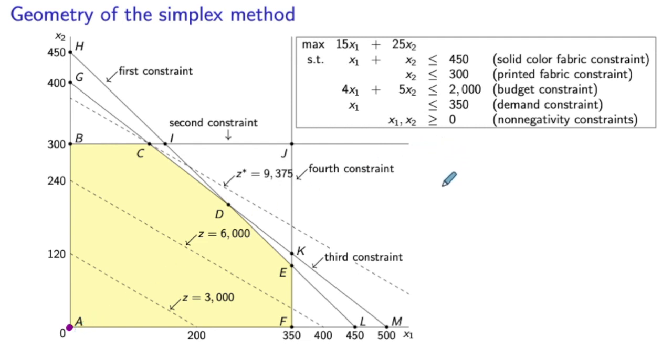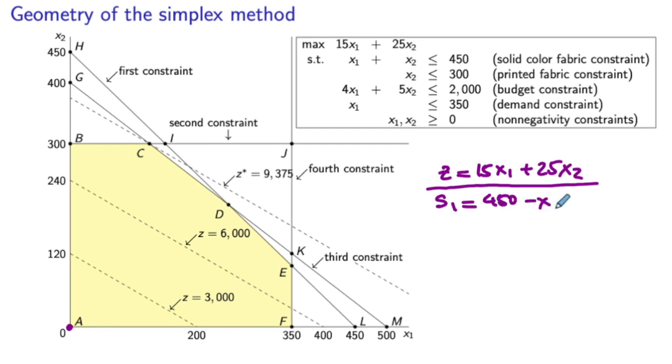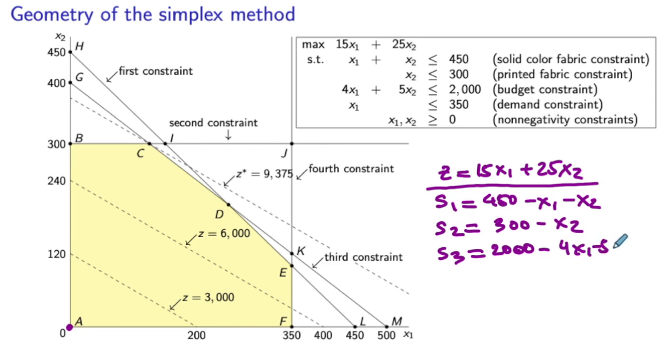How do we start? First, let's write it in the dictionary form. We had z is equal to 15x1 plus 25x2. Then we wrote down the expressions for the slack variables through the original variables. We had s1 is given by 450 minus x1 minus x2, then s2 was 300 minus x2, s3 was 2000 minus 4x1 minus 5x2, and finally s4 is 350 minus x1.